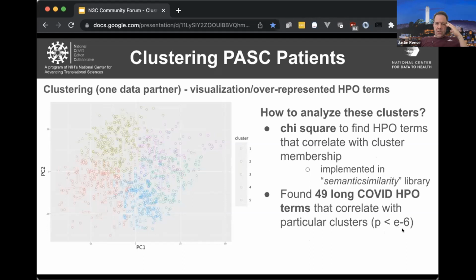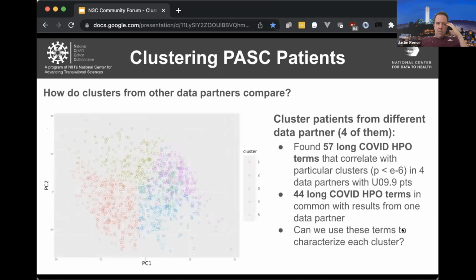Before I show you some data on what those are, we'd like to know how these clusters compare to data from other data partners. In other words, getting at this question of generalizability. If you do that exact same experiment I described previously on 4 different data partners, not the ones that we clustered on, but different ones, we find 44 of those same 57 long COVID HPO terms also correlate with cluster membership. And we can actually use those terms to characterize each cluster.